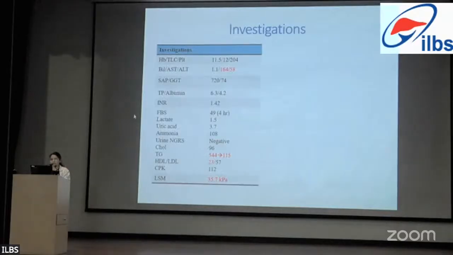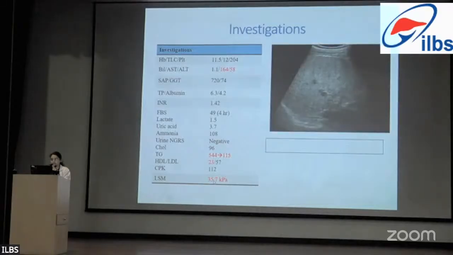So the initial metabolic screen showed a fasting blood sugar of 49, which was at 4 hours of fasting. Lactates were normal, ammonia was normal, urinary non-glucose reducing substances were negative. The child also had a deranged lipid profile. Outside triglycerides were in the range of 500 and our baseline value was 115, and he also had a low HDL value. His fibroscan showed an LSM of 35. On ultrasound evaluation, the child was found to have grade 2 fatty liver.